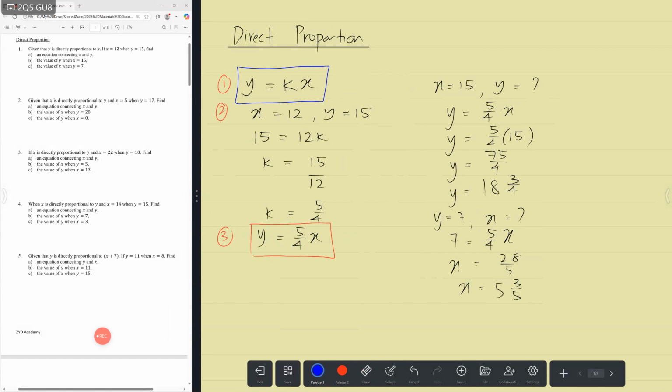Generally these are the 3 steps. The first one is writing the general formula. Next is to substitute the values of x and y to get the value of k, and subsequently get your equation connecting x and y.